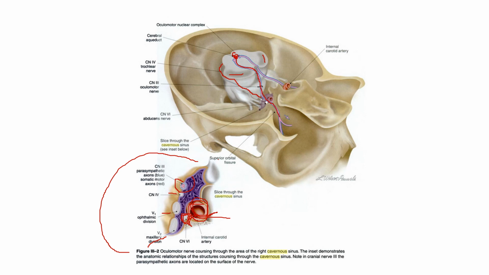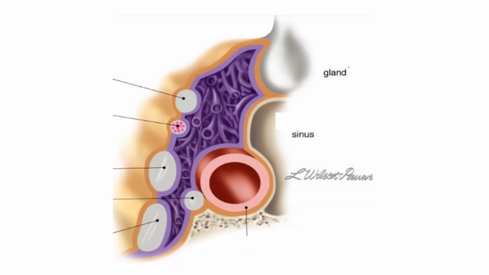Okay. And this slice right through here, cavernous sinus, is what we're looking at here. This is to help you practice. Okay, so 3, 4, V1, V2, 6, internal carotid. That's the cavernous sinus.